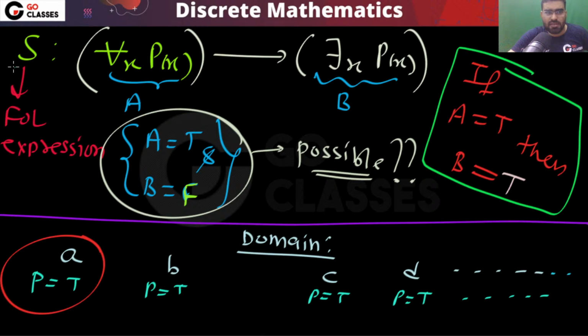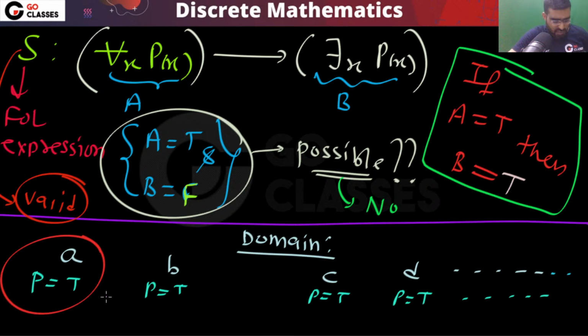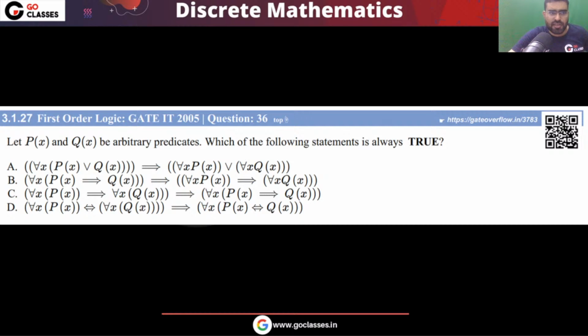So that is the reason this S is valid. Is this possible? The answer is no. So that is the reason I can say this S is valid. In this situation I will say the answer will be valid. Now I hope this point is clear. Now we will solve these GATE questions. All these GATE questions, let's try.